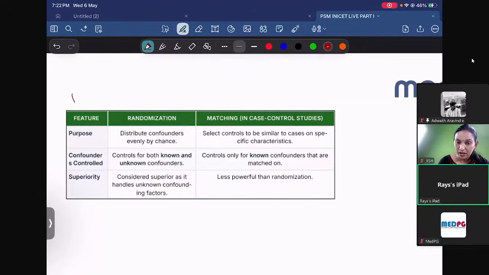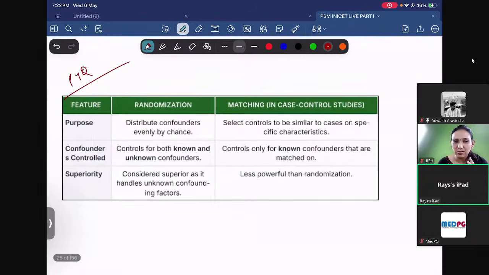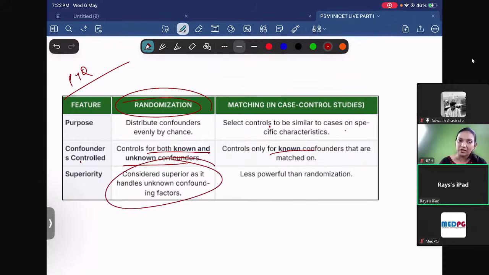Again, a high table asked previously. So the purpose of randomization is to distribute confounders evenly by chance. Matching is based on what you're matching them on. Confounder control: both known and unknown confounders are controlled in randomization. Matching can only match for known confounders. So the superior one is randomization over matching.